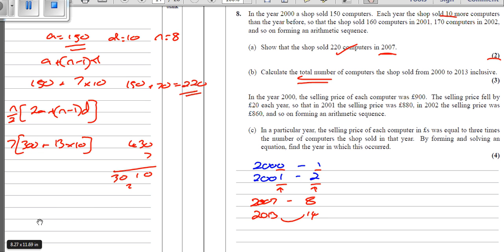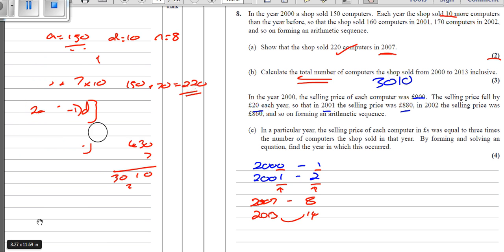Okay, so 3010. Oh, sorry, I've already done that one. So that's 5 marks out of the 9. In the year 2000, the selling price of each computer was 900. Then the selling price fell by £20 each year, so 2001 was 880, and so on and so forth. In a particular year, the selling price of each computer in pounds was equal to 3 times the number of computers the shop sold in that year. By forming and solving an equation, find the year in which this occurred.